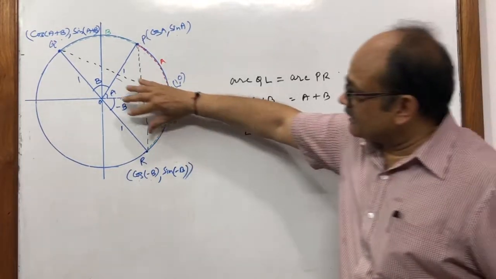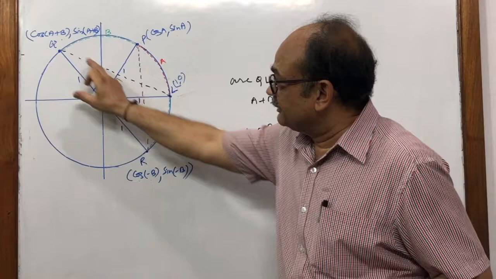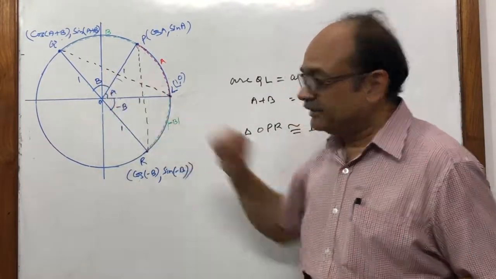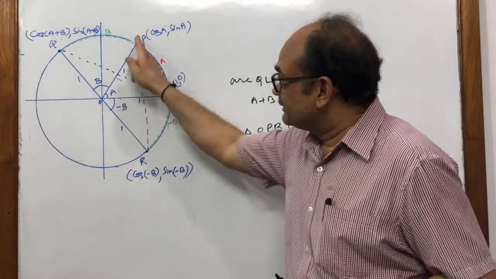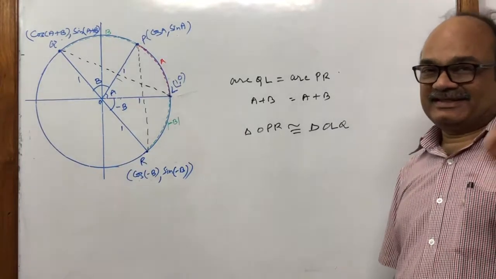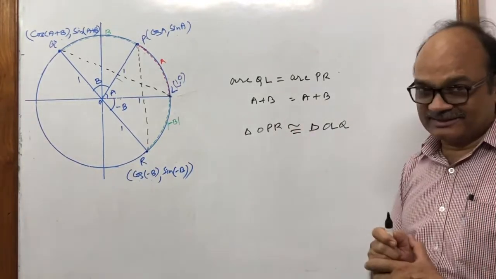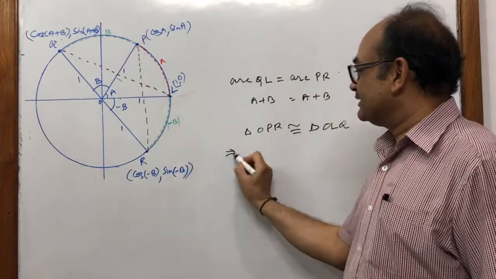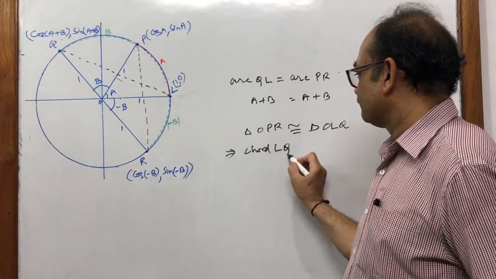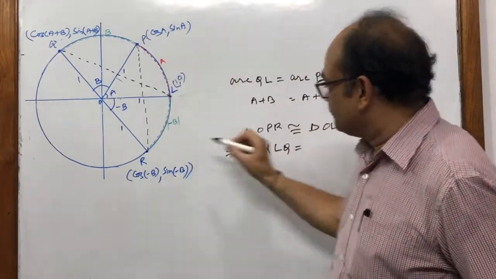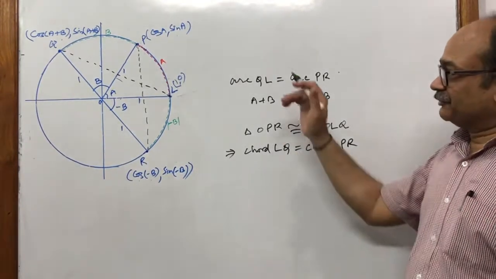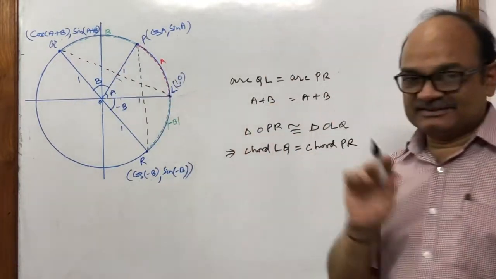Correct? So this complete triangle is congruent with this complete triangle, since the angles are A plus B and A plus B, radius and radius, by 9th class. Which criterion? SAS. So the triangles are congruent, which implies the chord LQ equals the chord PR. Yes or no?